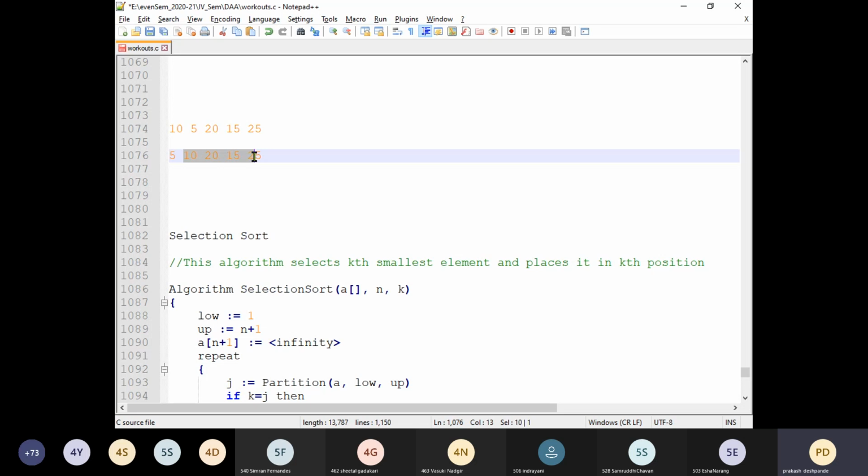Since selection sort has already taken care of the first position, now it will look from the second position onwards. Among these four elements, it tries to find the smallest element, and that smallest element will be positioned at the second position. Now, can you tell me what is the smallest element here? 10. So at the end of the second pass, it will look like 5, 10, and then 20, 15, and 25.